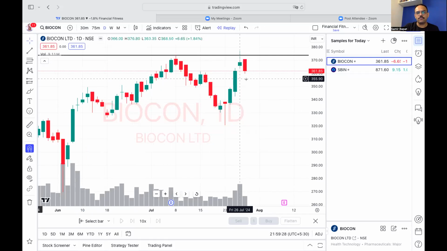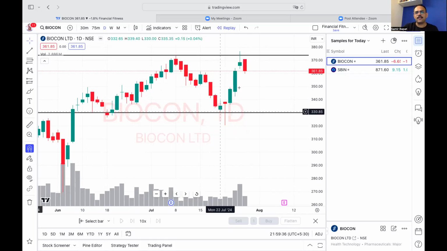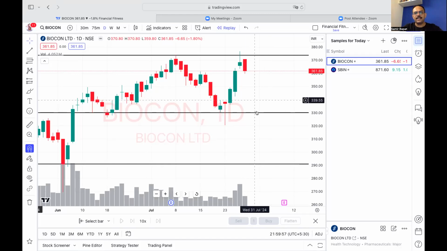It may give me an opportunity that it will come till here. This is the support level. I can patiently wait for it to come down from here, 361 to 330. Let it form a reversal pattern, a bullish reversal pattern, then I will buy. Why hurry now? So I'll wait for it to come to here, or maybe it might come till here also. What's the problem? This is the next support level. I'll wait patiently for it to come here, form a reversal pattern, and then go up.